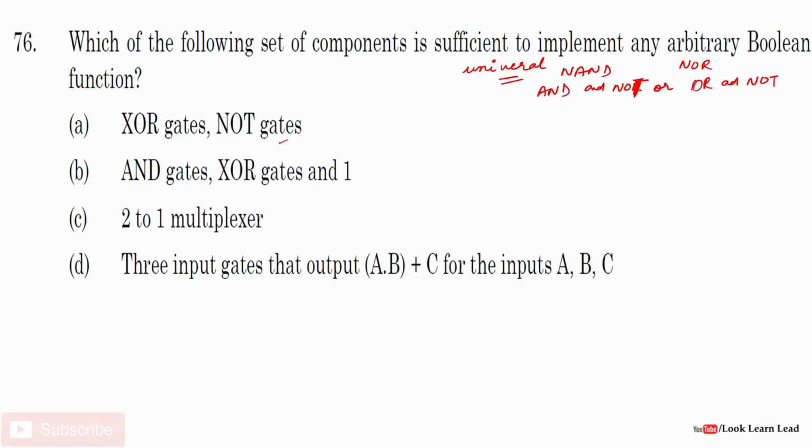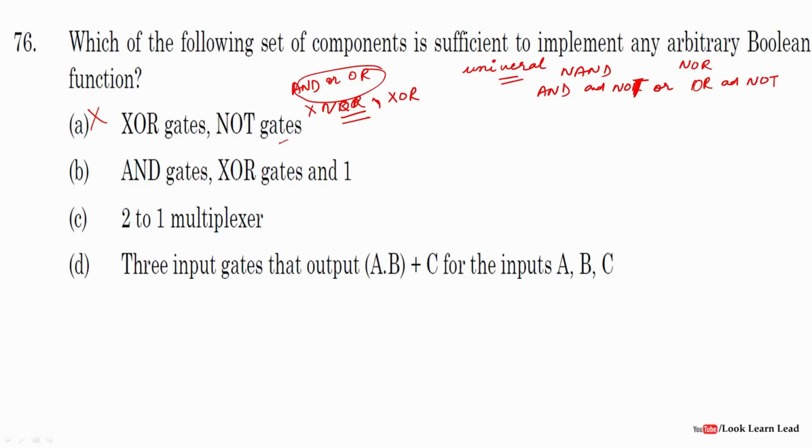Okay, so the first is XOR and NOT. By using XOR and NOT, we can make XNOR and XOR. But we cannot make AND or OR. We can make XOR, but we cannot make AND or OR. So this option is wrong. It is not functionally capable of implementing all functions.